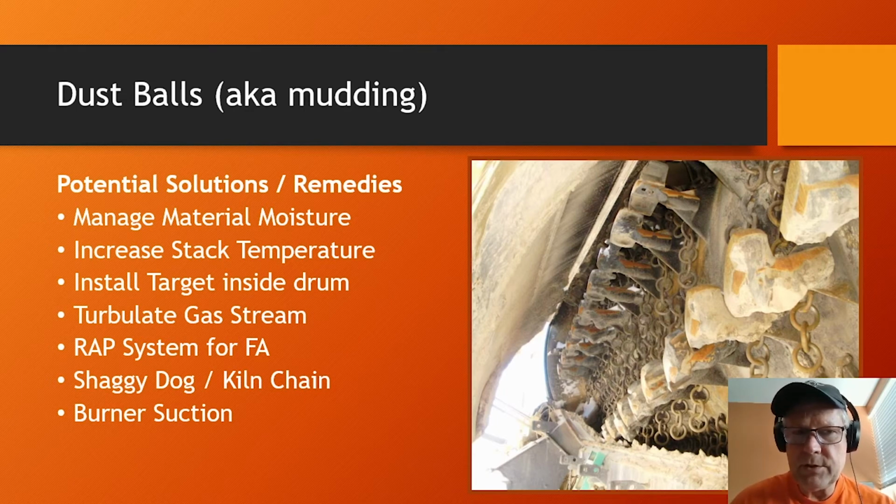Sometimes you can install a target on the inside of the drum to turbulate and make the gas stream go left and right. You could use a wrap system for the fine aggregate if you have a virgin mix, and that way you circumvent the far end of the drum. And then I'll show next picture, I'll have kiln chains and then watch your burner suction as well.